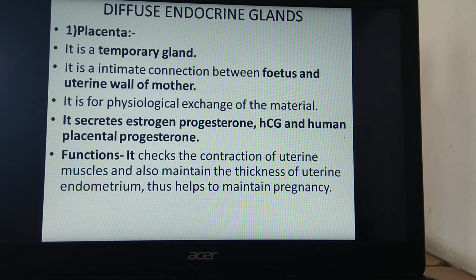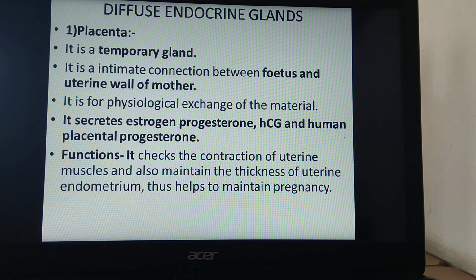So it is a connection between fetus and mother, which becomes the placenta, and it is a temporary gland because after childbirth, we have to cut it and it will be destroyed later on. For what purpose is this placenta present? It is for physiological exchange of material. That means from the mother's body, oxygen and nutrients are given to the fetus, and from the fetus's body, excretory material is given back to the mother's body for excretion. So it is for physiological exchange of materials.